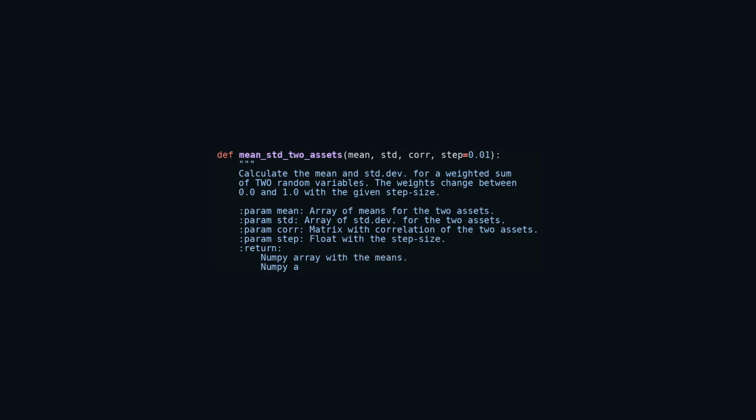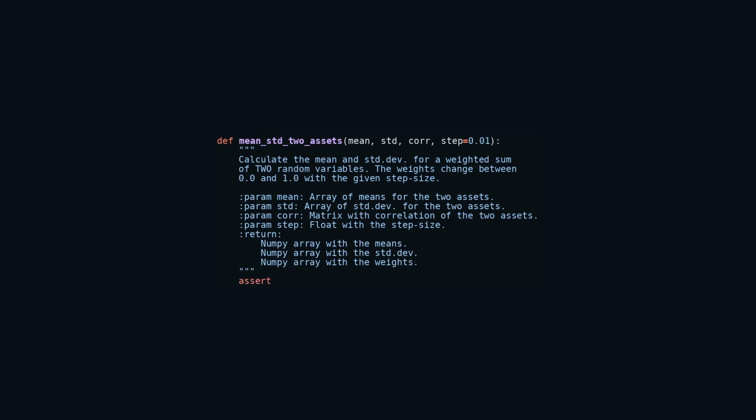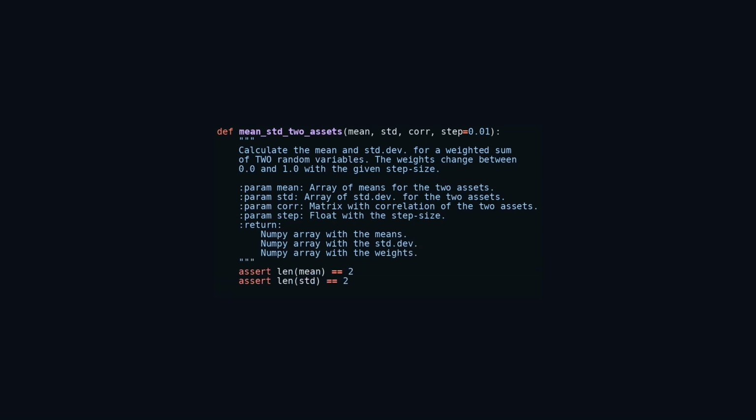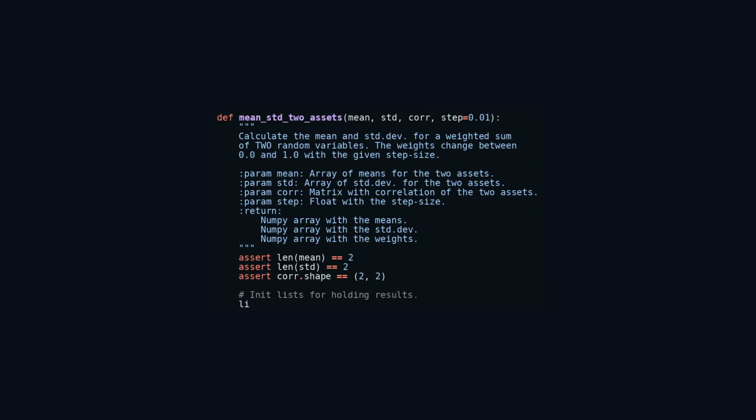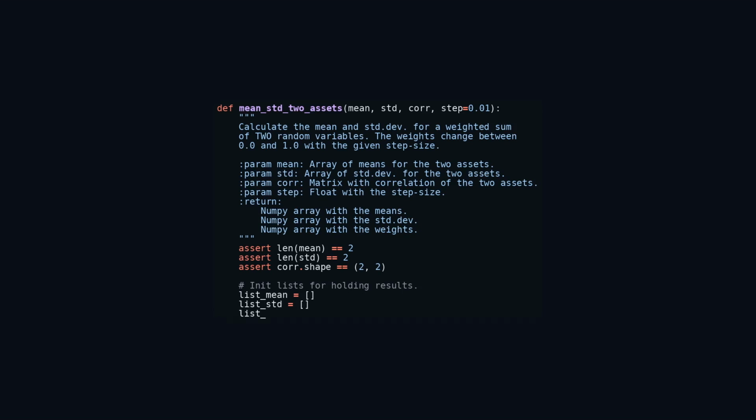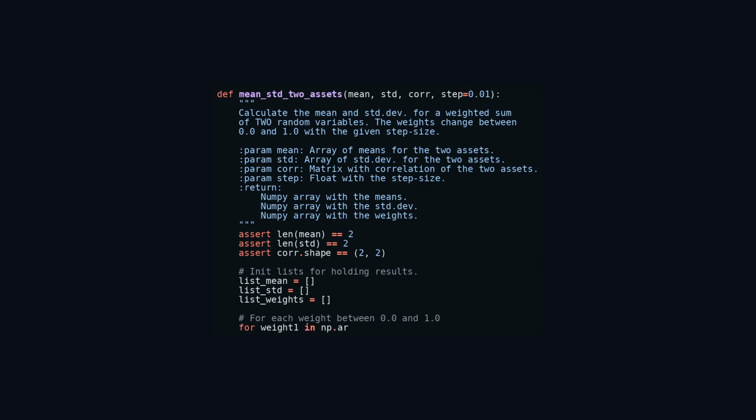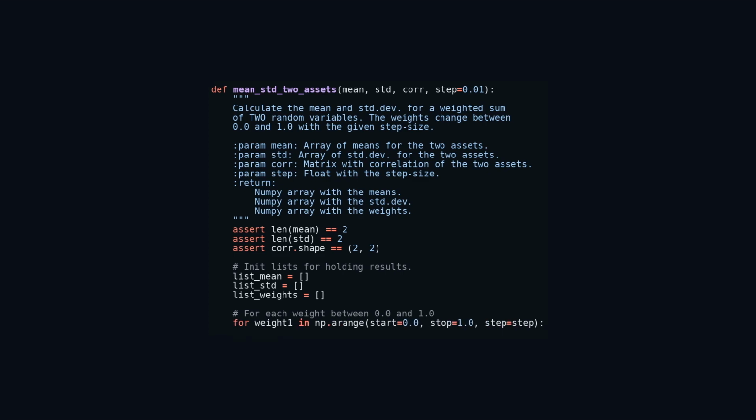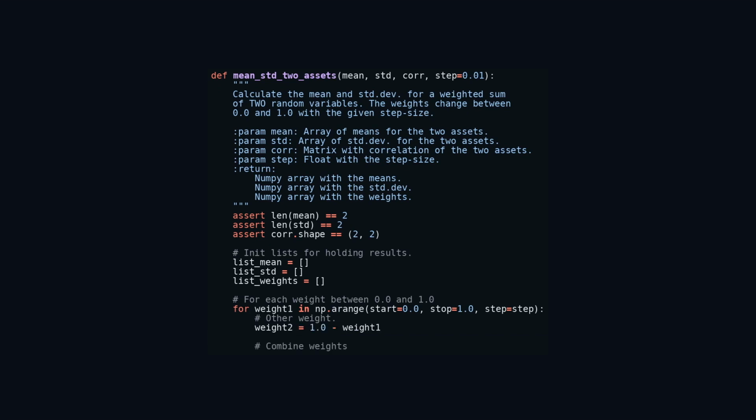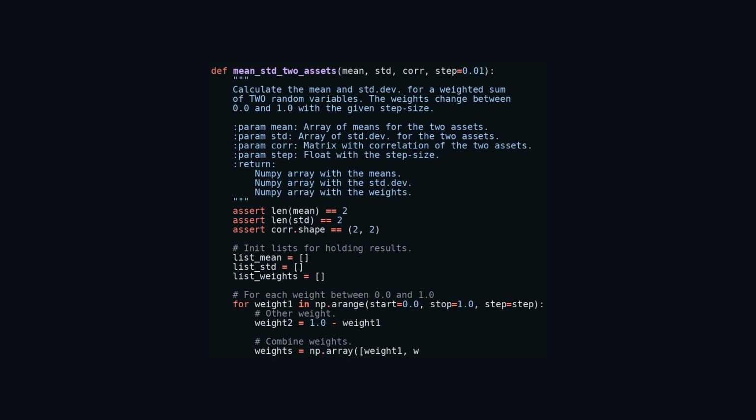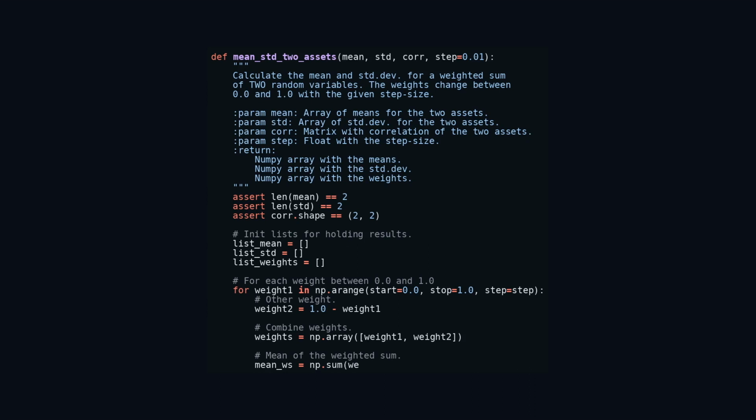Following this, it initializes lists to hold the calculated means, standard deviations, and weights for the different combinations of asset weights ranging from 0 to 1.0, iterated by the specified step size. For each combination of weights, the function calculates the mean and standard deviation of the weighted sum of the two assets utilizing the provided parameters. These values, along with the corresponding weights, are stored in the initialized lists. Upon completion, the function returns three NumPy arrays, one containing the calculated means, another with the standard deviations, and the third listing the weights used in each calculation.